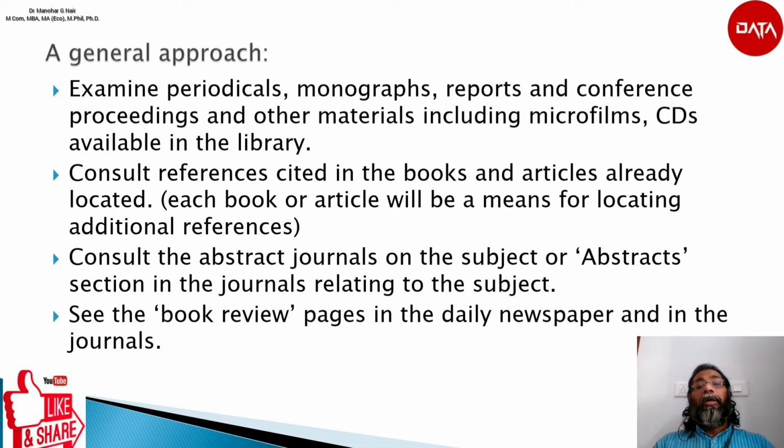Examine periodicals, monographs, reports, and conference proceedings and other materials, including microfilms and CDs available in the library. The researcher can consult references cited in the books and the articles already located. Each book or article will be a means for locating additional references. Consult the abstract journals on the subject or abstract section in the journals relating to the subject. See the book review pages in the daily newspaper and in the journals, so that you will be guided to some point from where you will be able to get at least a few materials. From these materials, again you can proceed further through their references.